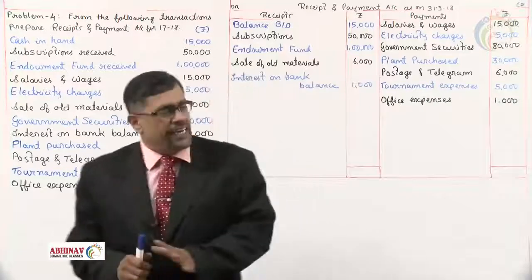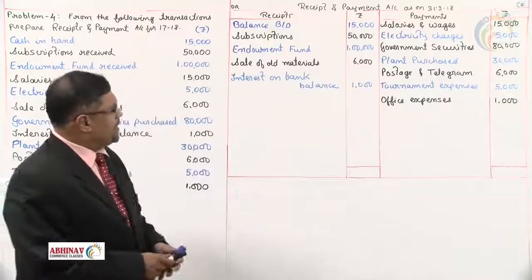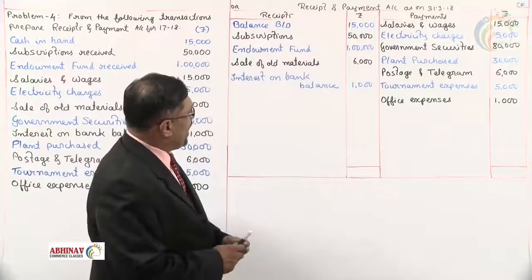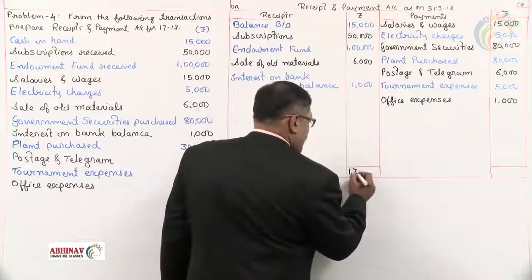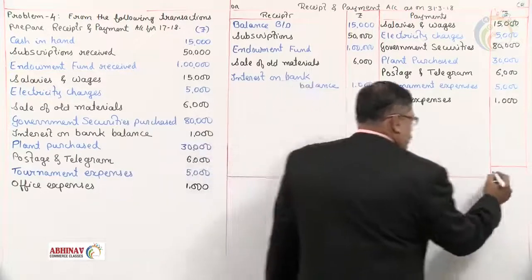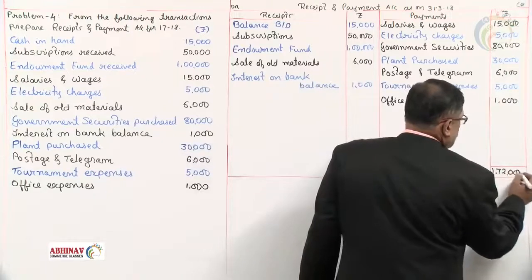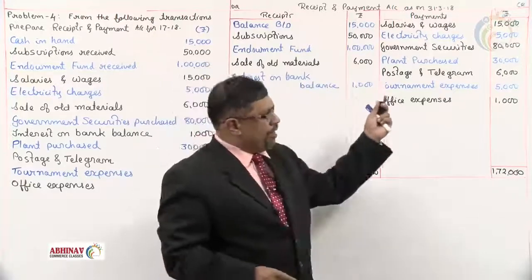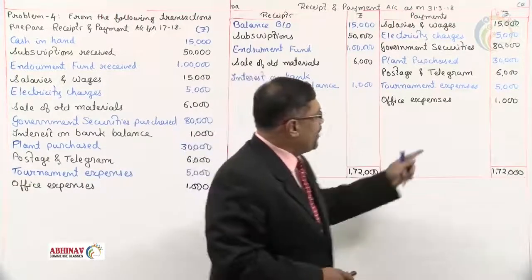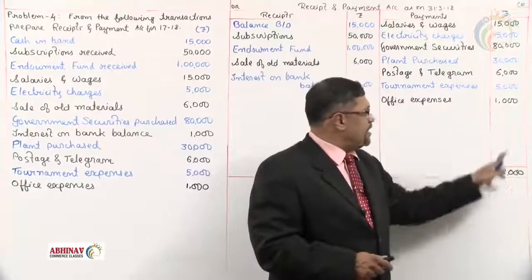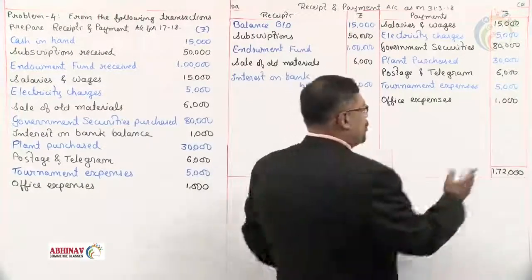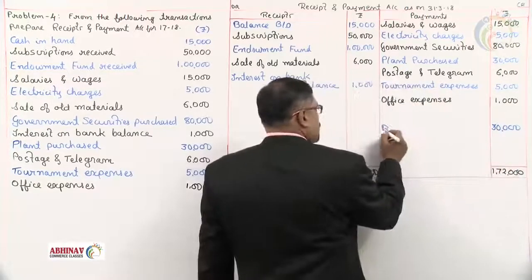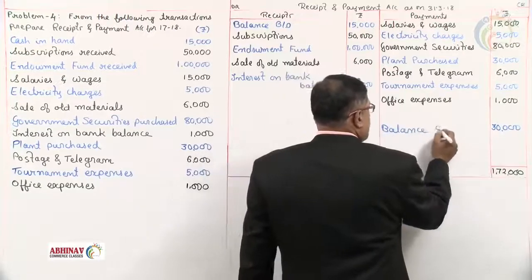Now, we have finished entering all the transactions. Let us balance it. See which side total is more. Receipt is more: 15,000, 50,000, 1 lakh, 6,000 and 1,000, total 1,72,000. Credit side total: 15 plus 5 plus 80 plus 30 plus 6 plus 5 plus 1, that is 1,42,000. 172 minus 142 gives us 30,000. We show it as balance carried down.